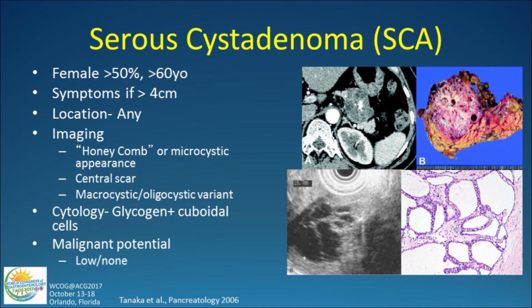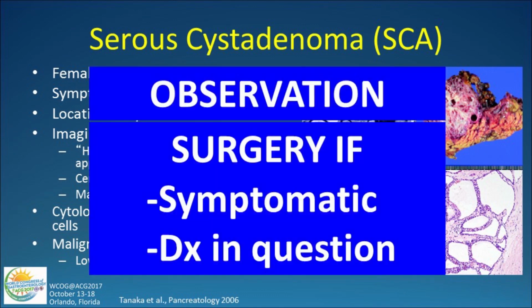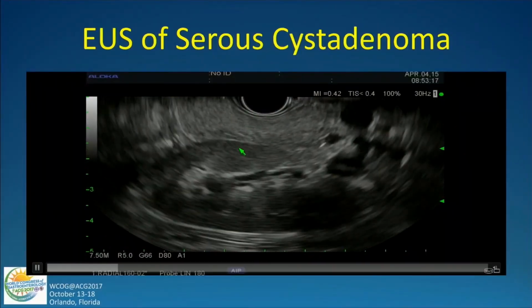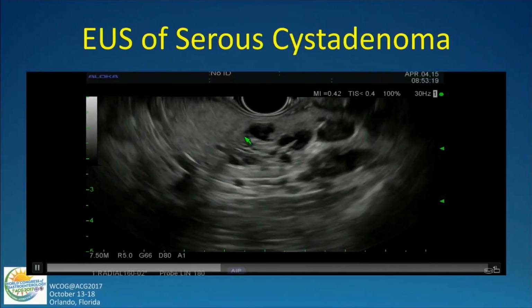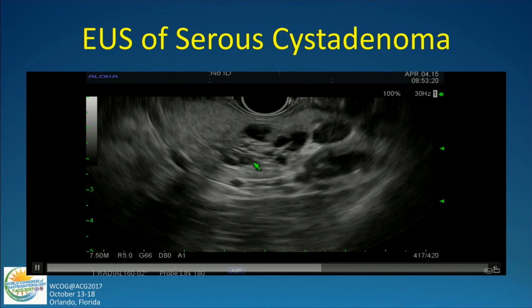But if you can diagnose this correctly, they have low or no potential for malignancy, so in the majority of cases you're just going to observe. You would only recommend surgery if the patient was symptomatic or if the diagnosis was in question. And this is just a brief video showing you an EUS of the microcystic, honeycomb lesion.